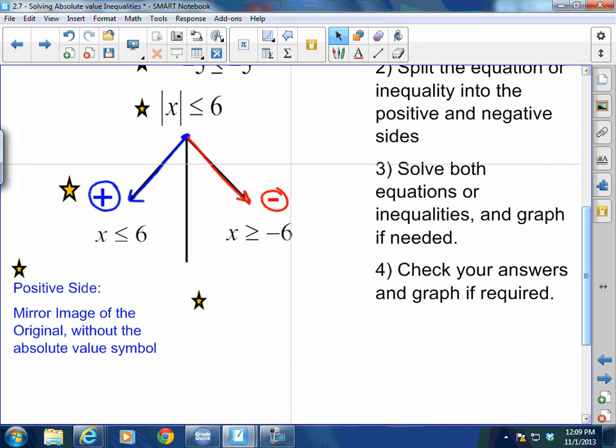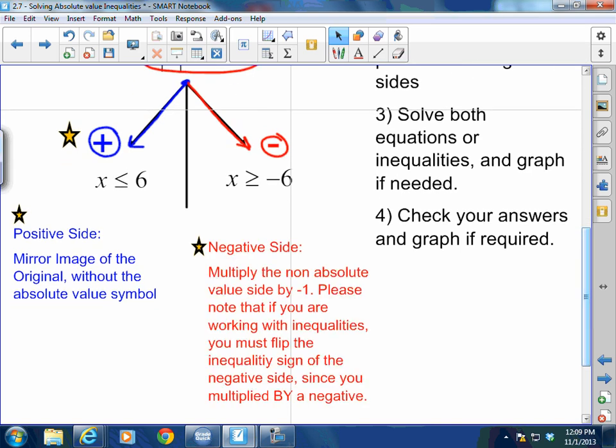To get the positive side, my friends, that is literally the mirror image of the original without the absolute value symbol. So you take exactly what's here, word for word, letter for letter, number for number, sign for sign. It's the mirror image, except you got rid of the absolute value sign. Does that make sense? You promise? Okay.